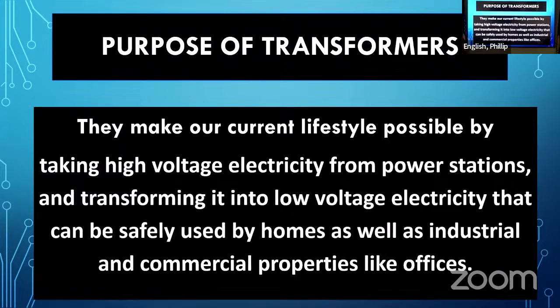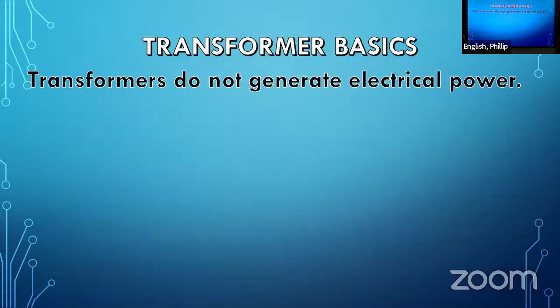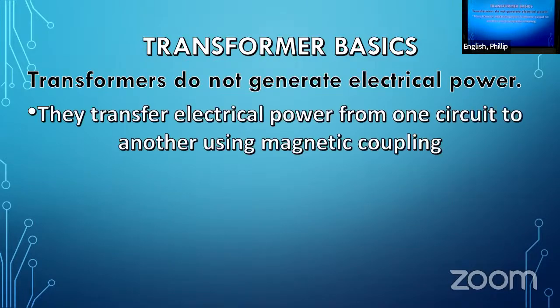So transformers make our current lifestyle possible by taking high voltage electricity from power stations and transforming it into low voltage electricity that can be safely used by homes as well as industrial and commercial properties like offices. So for transformer basics, they do not generate electrical power. They transfer electrical power from one circuit to another using magnetic coupling.